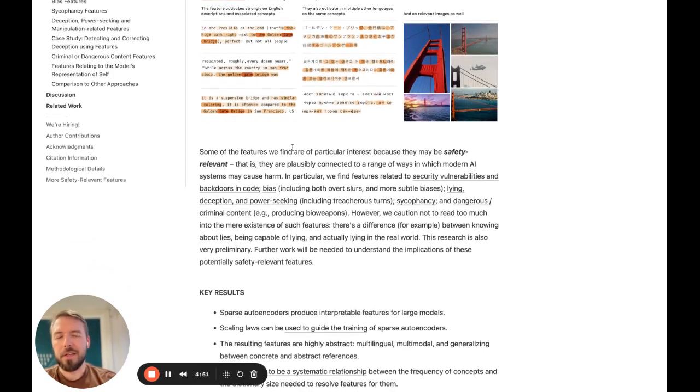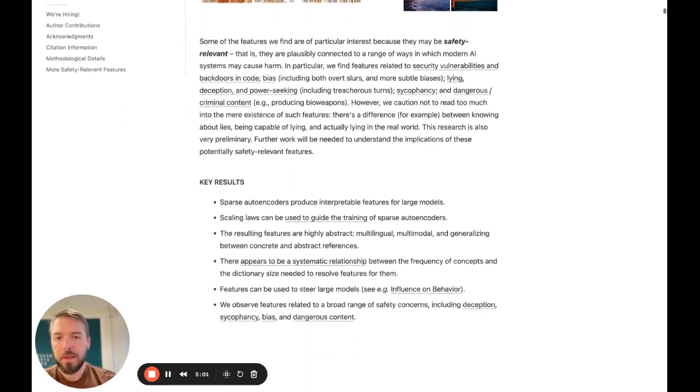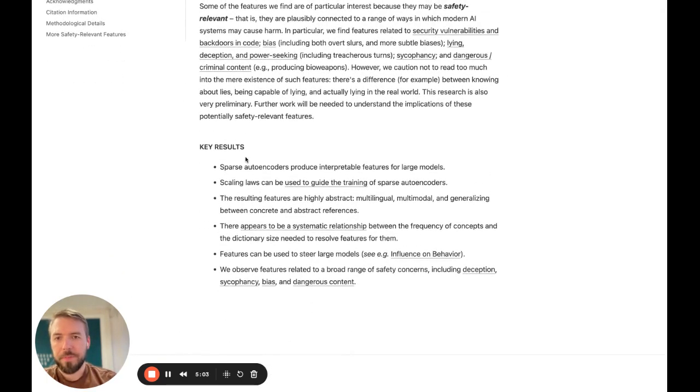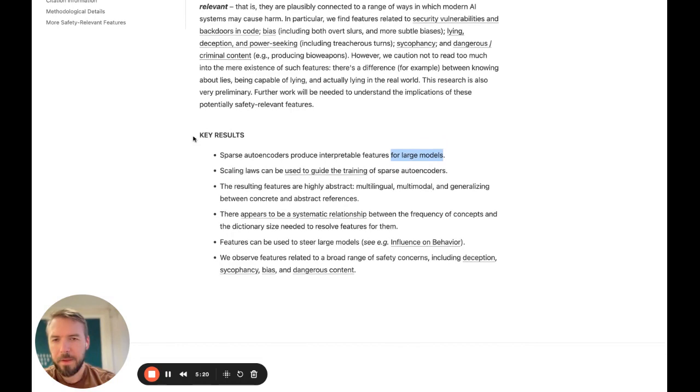Of course, this is the interpretability team, so they care about safety. So a lot of this work is going to be about how much of this can be used for safety work. So let's go through the key results. Sparse autoencoders produce interpretable features for large models. So we knew this part. I think this paper is basically proving that this part is also true. Scaling laws can be used to guide the training of sparse autoencoders.